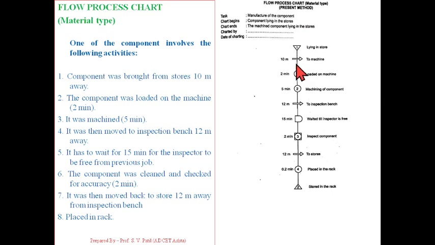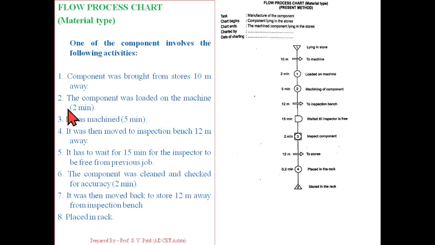Already we know that on the right hand side we are supposed to mention the operation or event that is going to take place. So here we have mentioned "to machine", and on the left hand side we are supposed to mention the distance traveled or time. So here the distance is given as 10 meters, that is written on the left hand side of that first link.